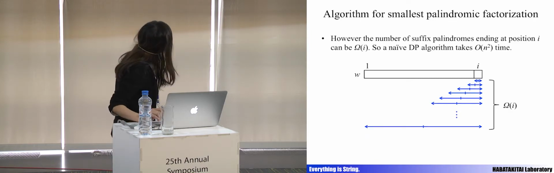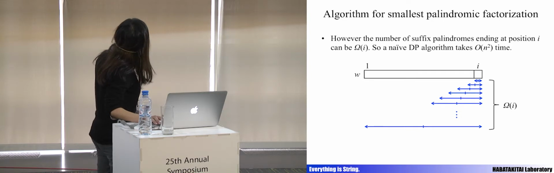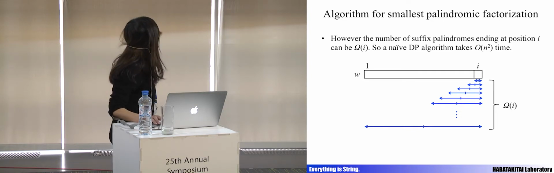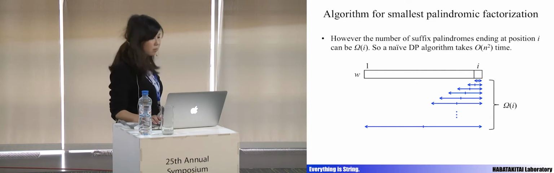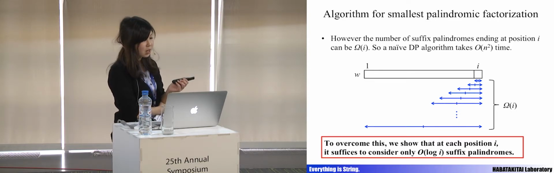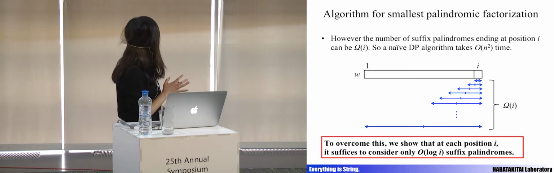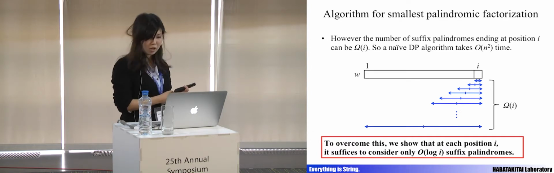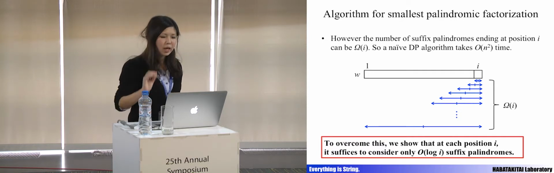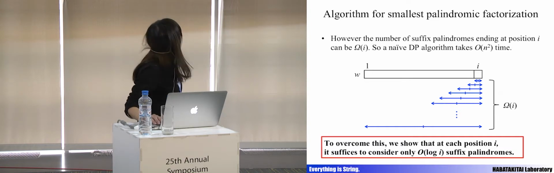However, the number of suffix palindromes ending at position i can be Omega(i). So a naive dynamic programming algorithm takes O(n squared) time. To improve this, we show that at each position i, it suffices to consider only O(log i) suffix palindromes. In the next slide, I will show you the reason why.